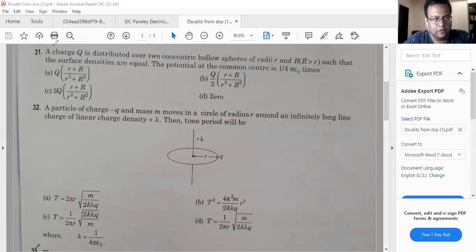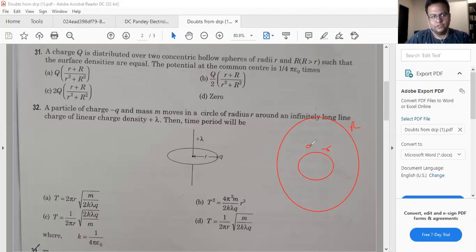Okay. Charge Q is distributed over two concentric hollow spheres of radius r and capital R such that the surface charge densities are equal. The potential at the common center is what? Simple question. We need to find the potential at the common center. This is the configuration. Radius small r and capital R, and the charge densities are given as the same.